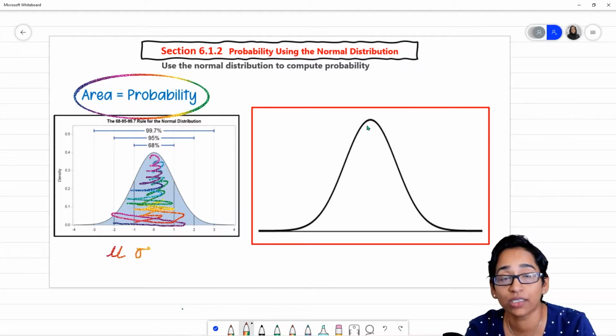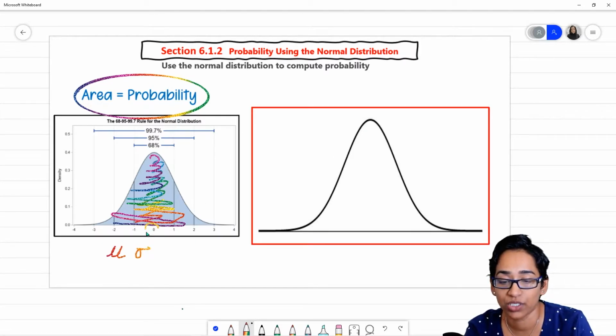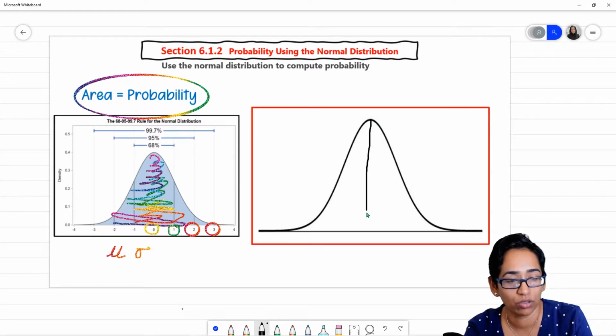Now, in this particular section, what we will do is find the area under the curve. As you can see, these are my z-scores: 0, 1, 2, 3. I'm going to go ahead and write them down here. So I'm going to try to draw a straight line. Whoa, that is not a straight line. I'm going to go ahead and draw a straight line. This is 0, 1, 2, and 3. This is -1, -2, -3.